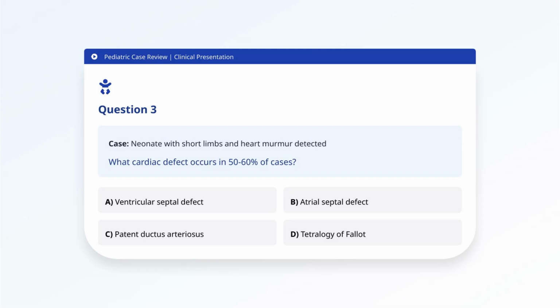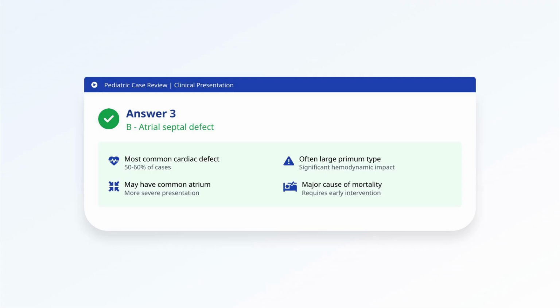A neonate with short limbs has a heart murmur detected on examination. What cardiac defect occurs in 50 to 60% of Ellis Van Creveld Syndrome cases? Option A, ventricular septal defect. Option B, atrial septal defect. Option C, patent ductus arteriosus. Or Option D, tetralogy of Fallot. The correct answer is B, atrial septal defect.